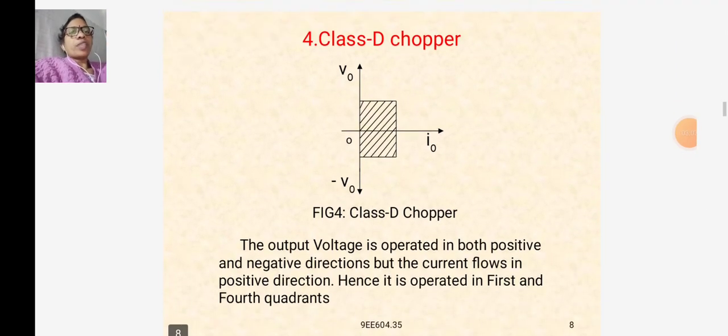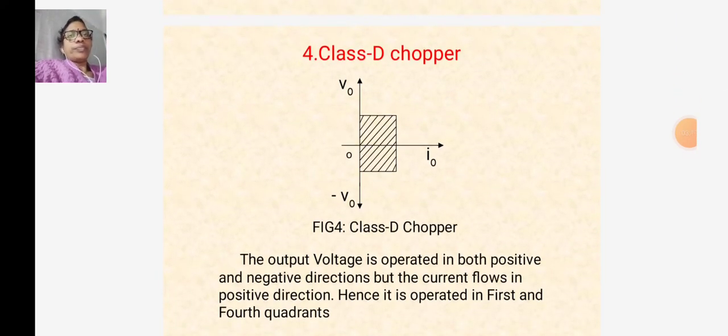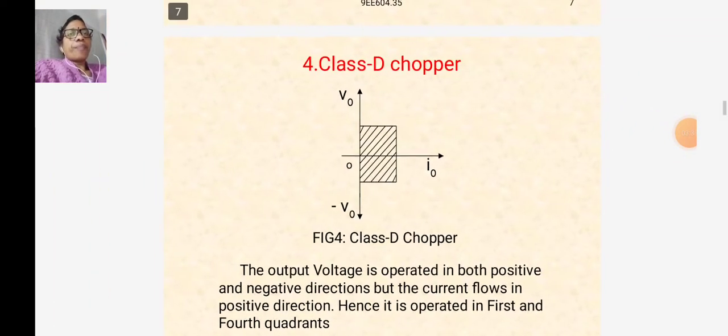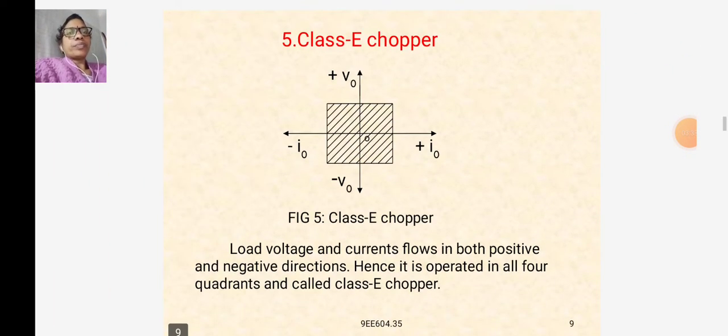This is the class D chopper. In this, the output voltage is operated in both positive and negative directions, but the current flows in positive direction. Hence, it is operated in first and fourth quadrant. Here, the output voltage is positive and negative and the output current is only in positive direction. This is the class D chopper.